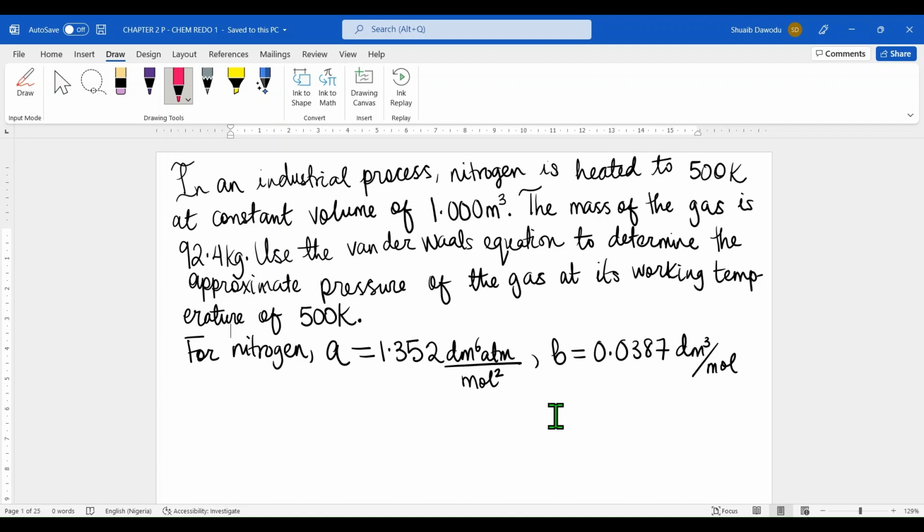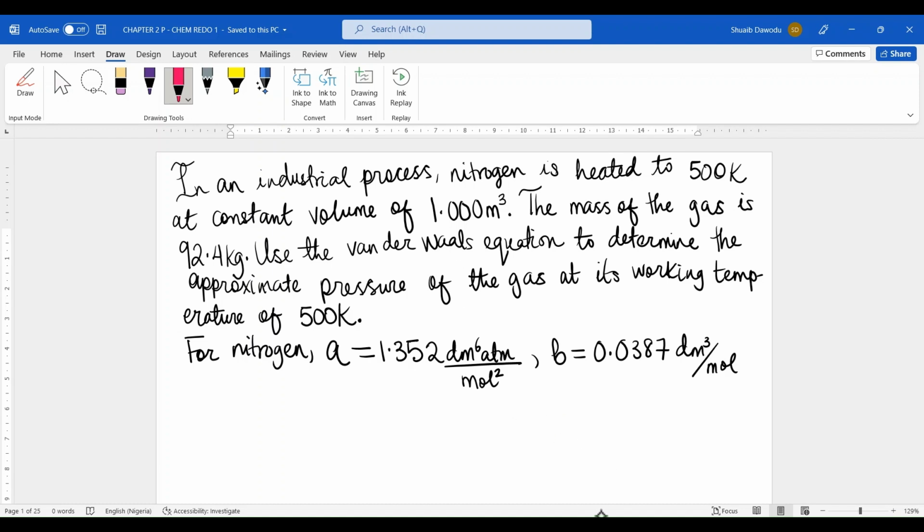Use the van der Waals equation to determine the approximate pressure of the gas at its working temperature of 500 Kelvin. For nitrogen, the van der Waals parameter A is equal to 1.352 decimeter to the power of 6 atmosphere per mole squared, and the van der Waals parameter B is equal to 0.0387 decimeter cubed per mole.